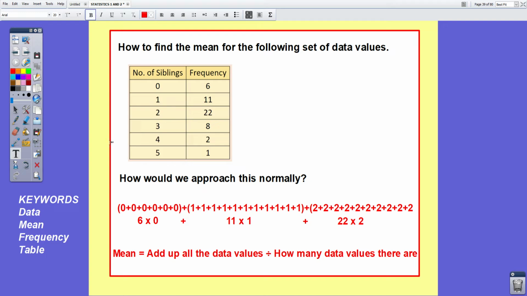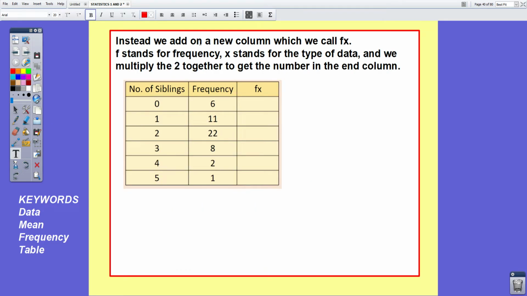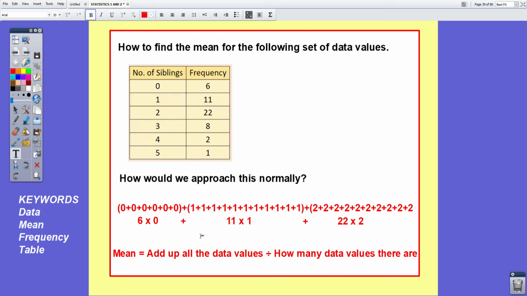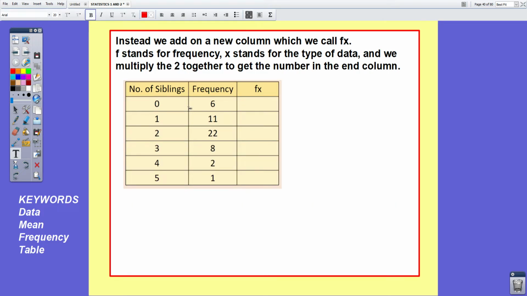So let's look if there is a simpler way using my table. And in fact there is. What we do is we add on a new column which we call fx. Now f is just an abbreviation for frequency. X stands for the type of data. Here it just stands for number of siblings. If it was scores in a test, it'd stand for scores in a test. And what it means is this column, it's where we multiply these two numbers together. It's what we've just been doing on the previous slide, but instead of making it all messy down underneath, we do it in the table and make it really nice and straightforward.